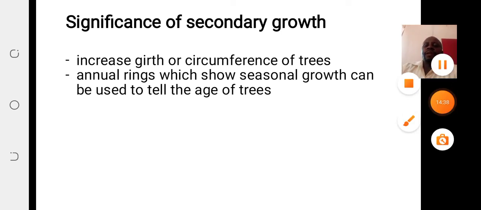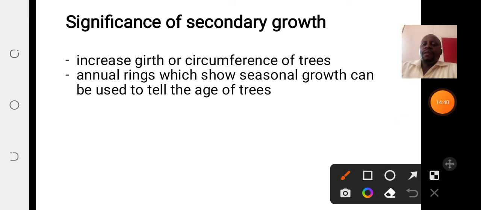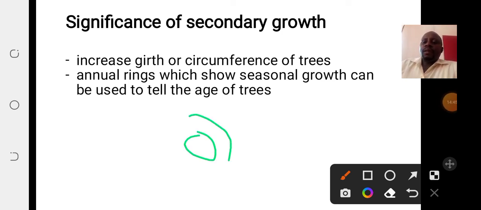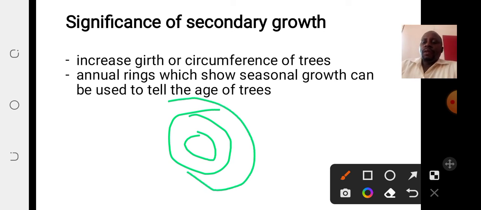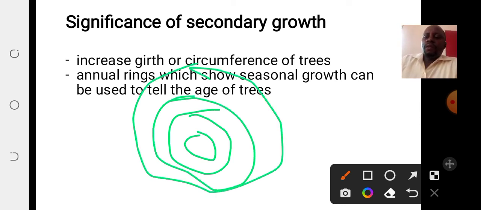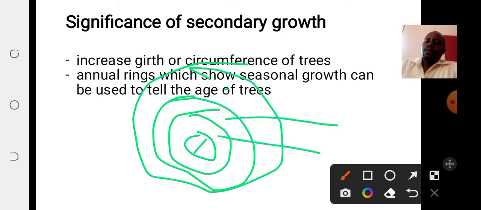For example, if you have this plant here, with rings 1, 2, 3, 4, assuming that the rings are of the same diameter with the same center, what will be the age of that plant? 1, 2, 3, 4. So its age will be 4. It will be 4 years old if you cut the stem and find that we have those annual rings.